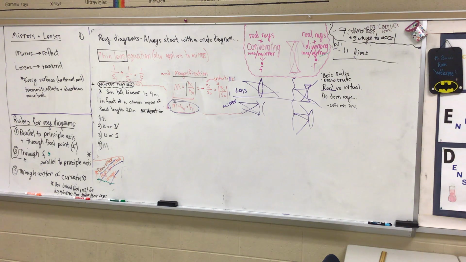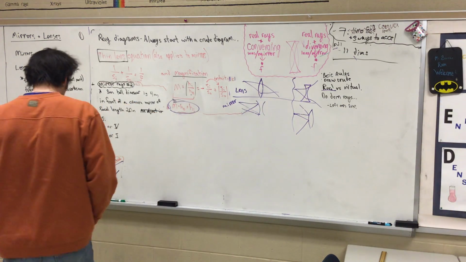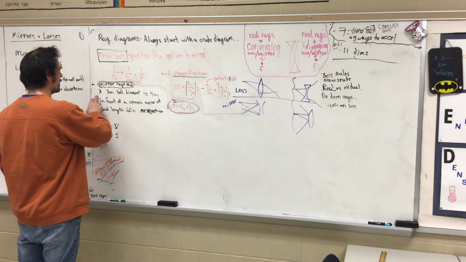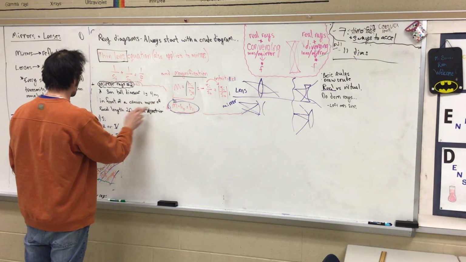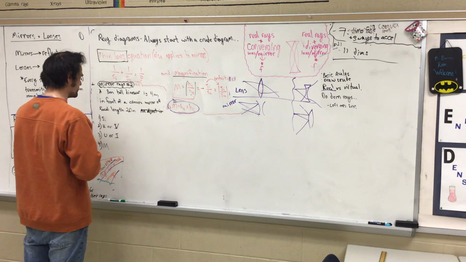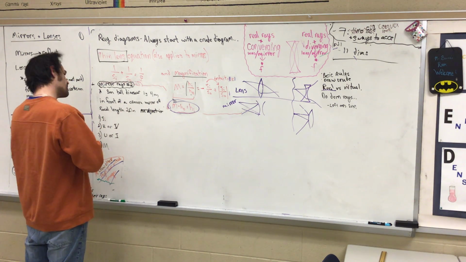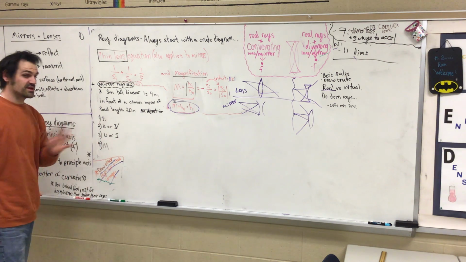Problem with mirrors. A 3-meter tall dinosaur is 4 meters in front of a convex mirror of a focal length of 2.0 meters. Same questions as always. Find the image distance.